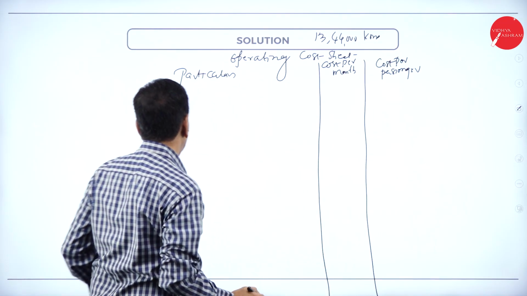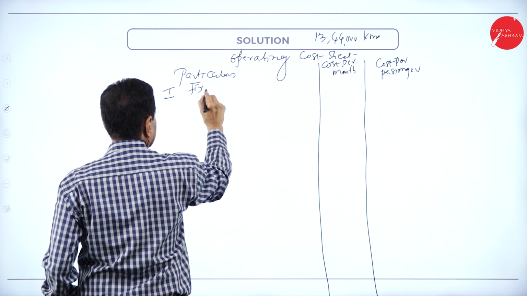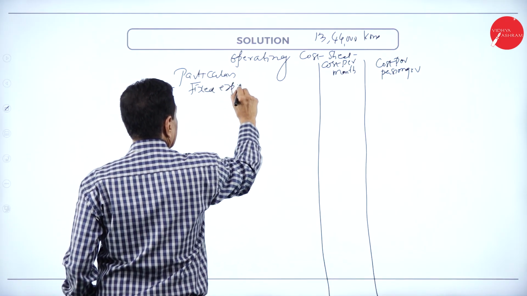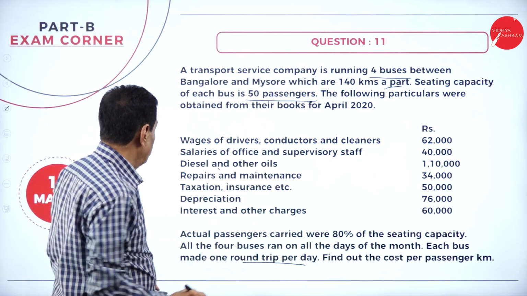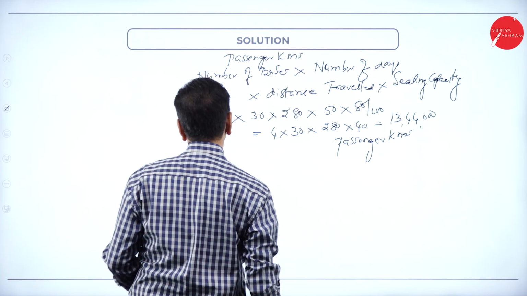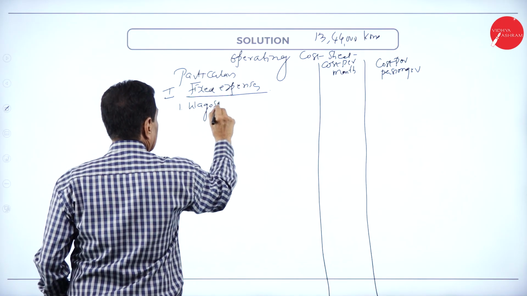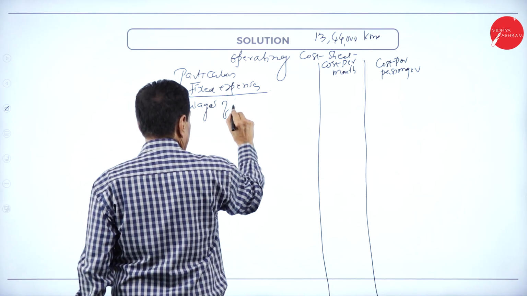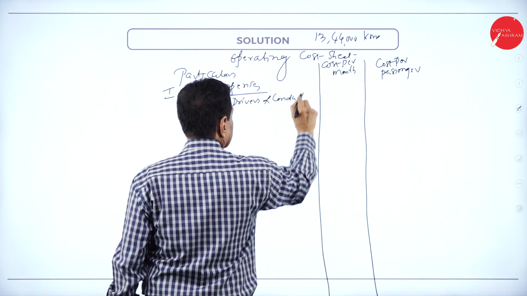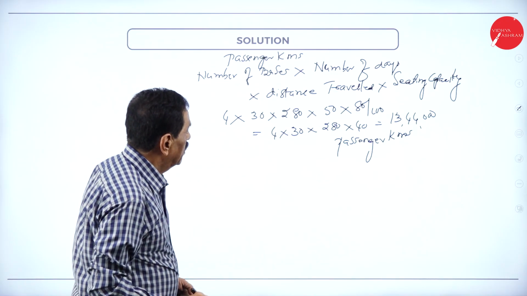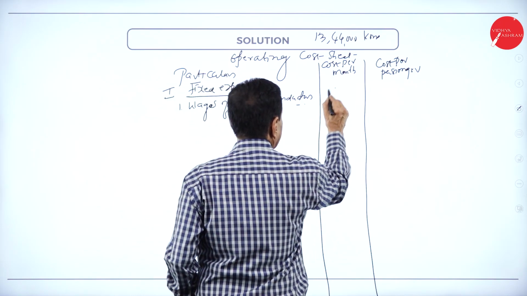Now we'll divide. Number 1, fixed expenses. You go one by one. What is the first one? Wages of drivers and conductors. Number 1. Wages of drivers and conductors and cleaners, 62,000.